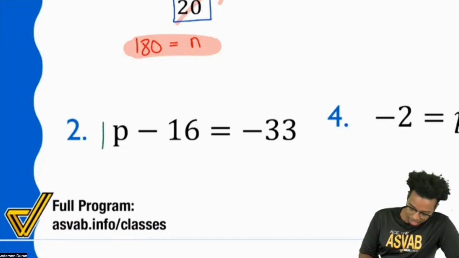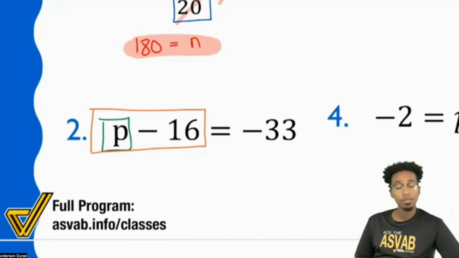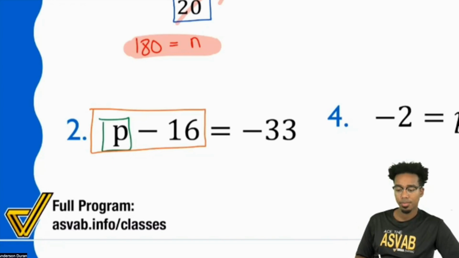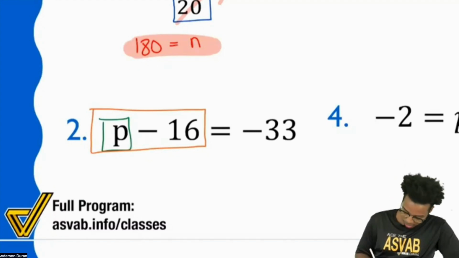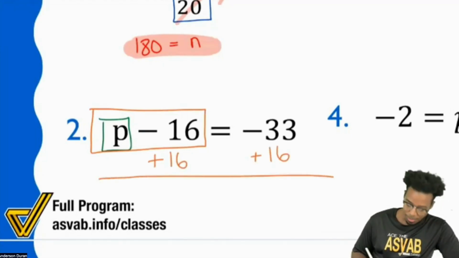Well, I'm looking at, hey, I'm trying to solve for P. And right here, I see that we're subtracting 16 from P. And that's how we get that negative 33. Everybody, the simple question to ask yourself is this. What is the opposite of subtracting 16? Right, the opposite of subtracting 16 is adding 16. That's the opposite. And so that's what we'll take care of right there. Boom. I'll add 16, but not just to the left side, but to the right side.